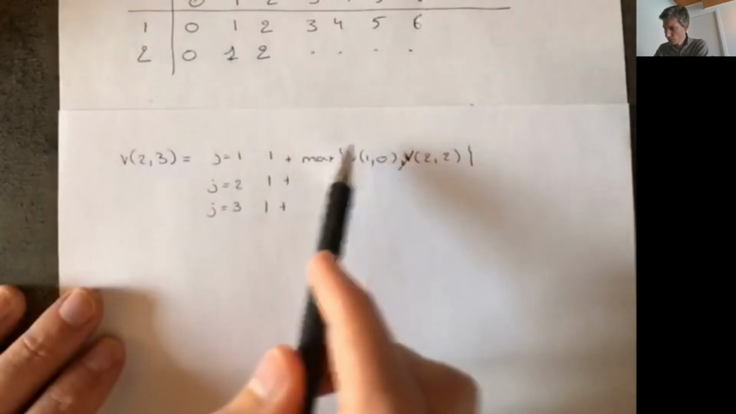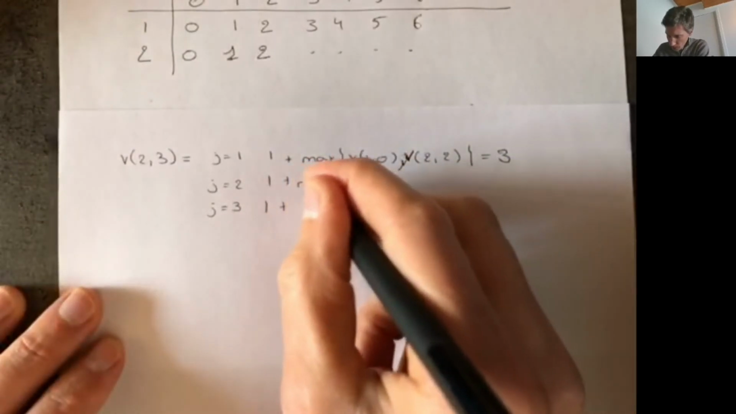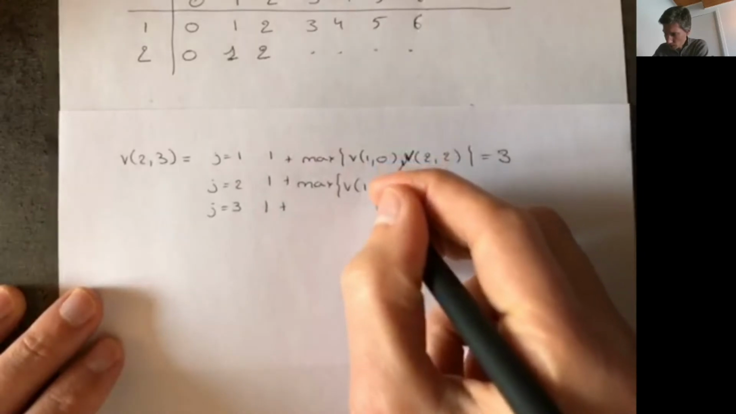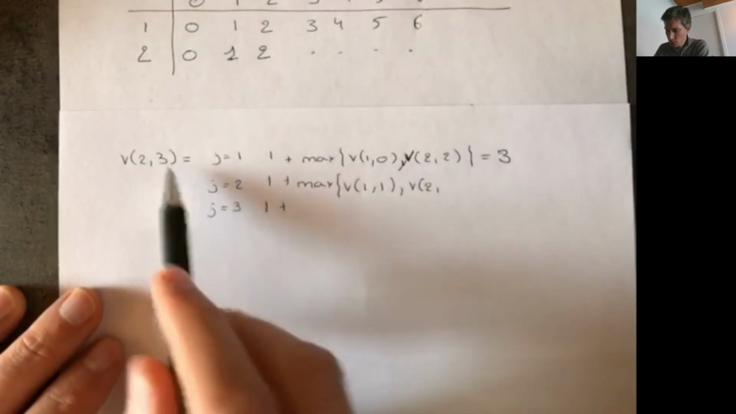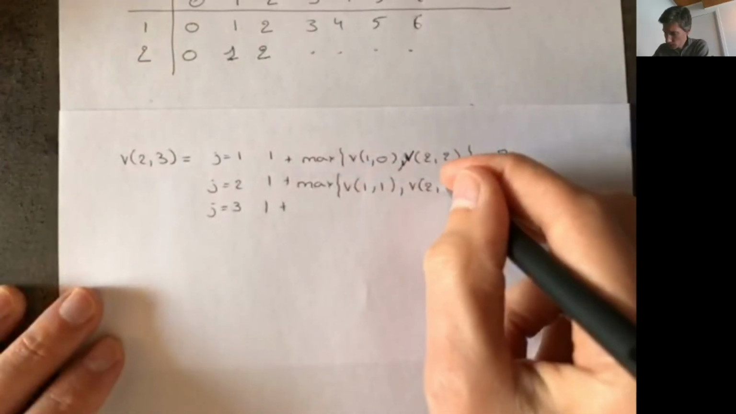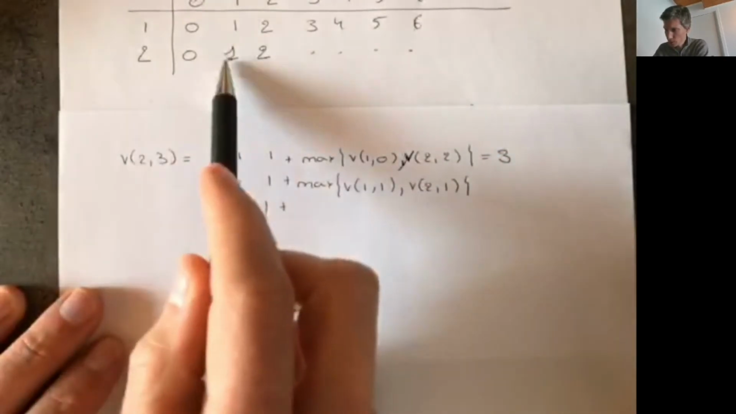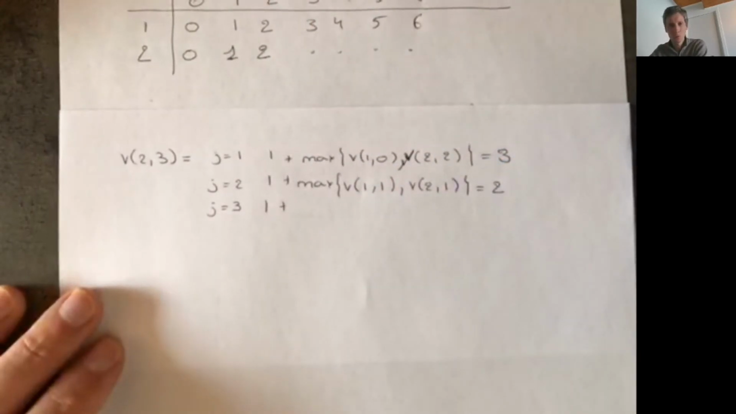v1,0 is 0, v2,2 is 2, the maximum of 0 and 2 is 2, plus 1, so this is 3. Here I have the maximum of 1 egg left and 1 floor left, and v2 with 2 eggs left and 3 minus 2, which is 1, right? v1,1 is 1, v2,1 is 1, maximum of 1 and 1 is 1, 1 plus 1 is 2. Okay, so this is smaller than the three here. Dropping it from the second floor is the optimum thing to do.